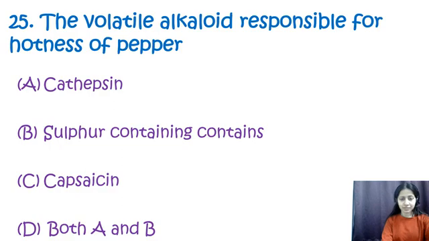Number 25. The volatile alkaloid responsible for the hotness of pepper is: A, capsaicin; option B, sulfur-containing compounds; C, capsaicin; D, both A and B. The volatile alkaloid responsible for the hotness of peppers is capsaicin. This capsaicin is an active compound present in chili peppers, which belong to the family of capsicums. So here the correct option is option C, that is capsaicin.